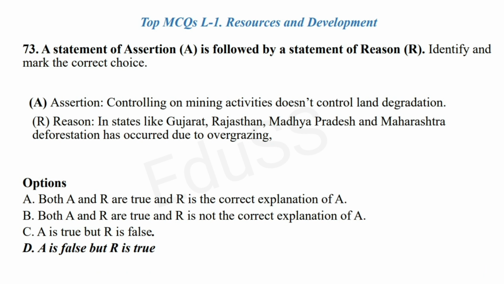Next, assertion statement, controlling mining activities does not control land degradation. Now this statement is not correct. Control on mining activities definitely will control land degradation. So this statement is wrong. In states like Gujarat, Rajasthan, Madhya Pradesh and Maharashtra, deforestation has occurred due to overgrazing. This is correct. So your correct option is A is false and R is true.